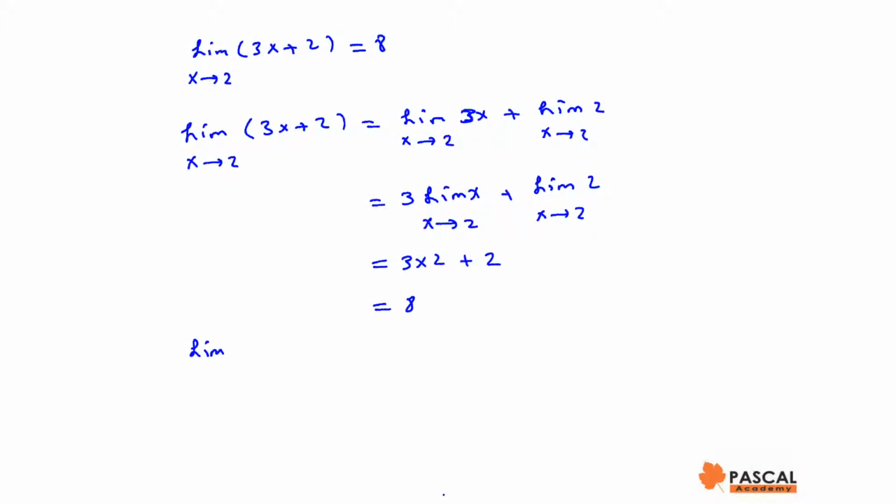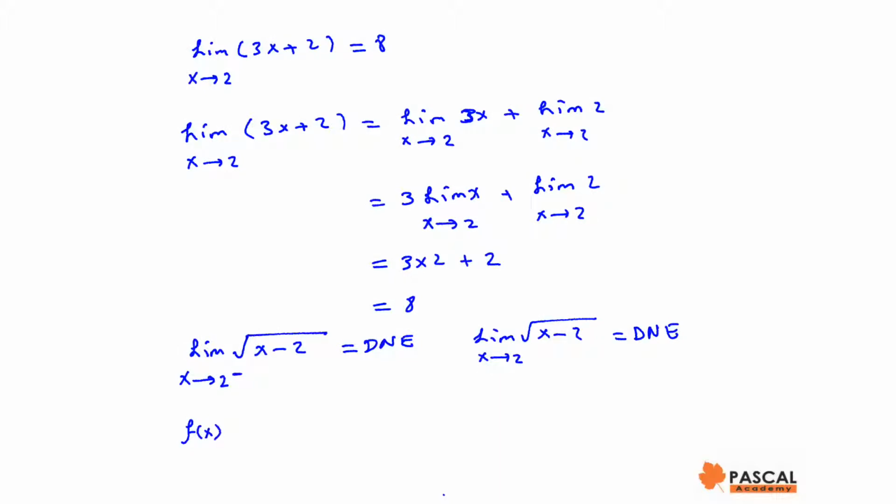Let's find the limit of the square root of x minus 2 as x approaches 2 from the left side. As x approaches 2 from the left side, this limit does not exist, simply because x cannot be less than 2 in this function. Therefore, the limit of the square root of x minus 2 as x approaches 2 does not exist.